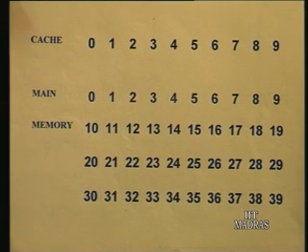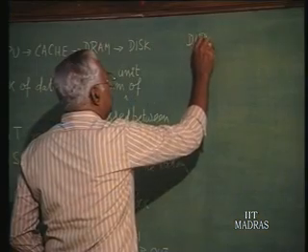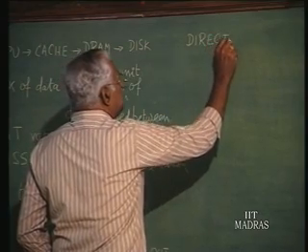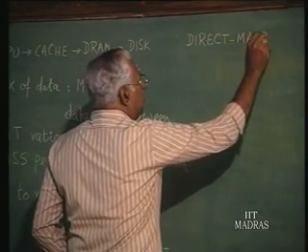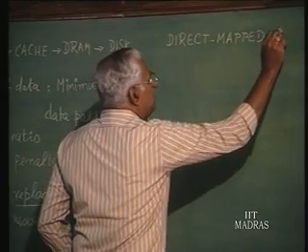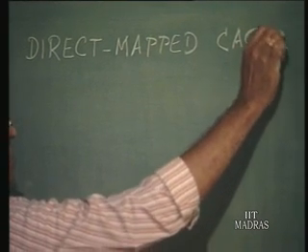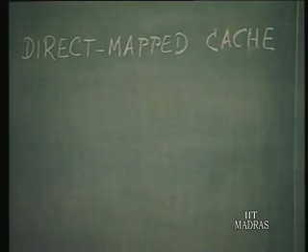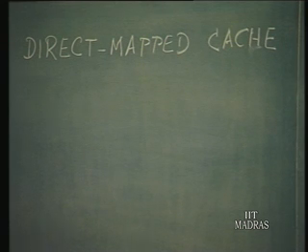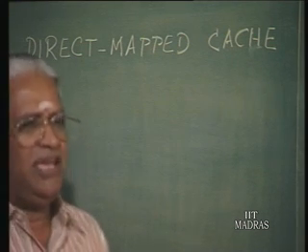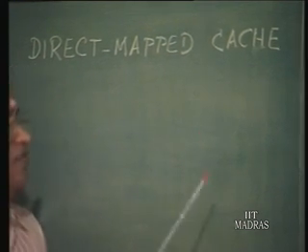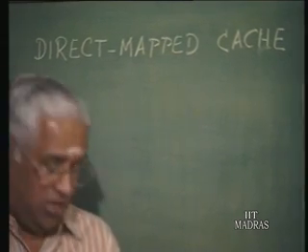Now, this arrangement is in fact called a direct mapped cache. Direct mapped cache mainly because, as you can see, there is a specific relationship: given a particular memory location address, immediately we can say what the cache location address is. So, this arrangement is called a direct mapped cache, meaning a cache location can have only one of n specific location contents.